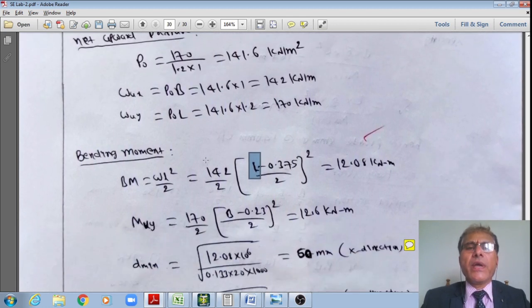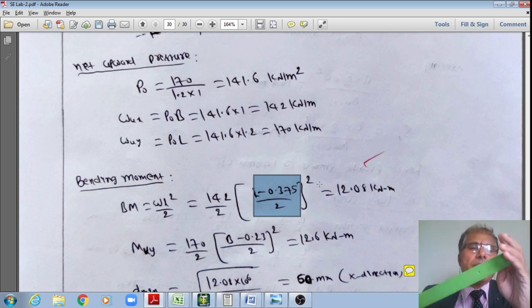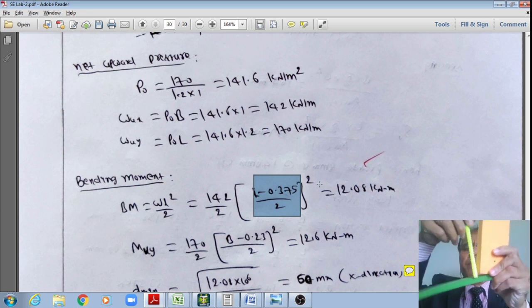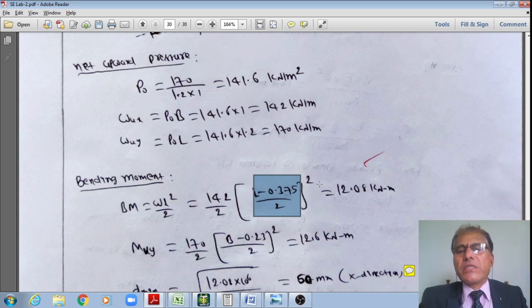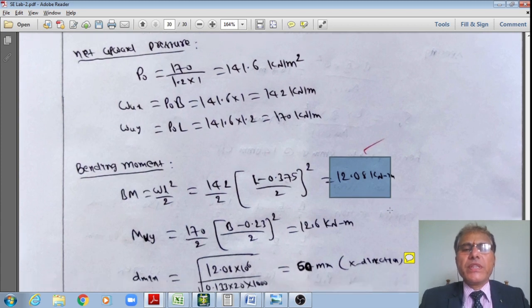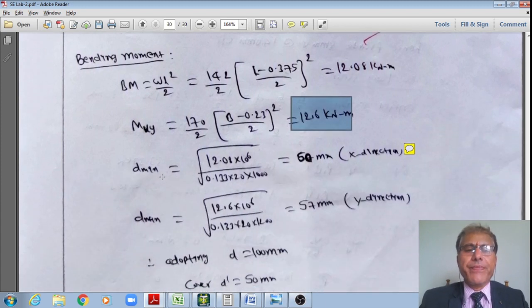If I calculate, W is equal to 142 divided by 2 multiplied by 1.2 minus 0.375 by 2, whole square, because that is the net cantilever from the face of the column. From the face of the column, there is a net cantilever subjected to this bending moment. Therefore, the bending moment at the face of this column is 12.08 along the length direction. Similarly, along the width direction, it works out to say 12.6 kilonewton meter, right?